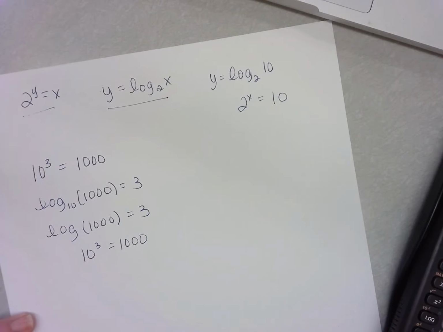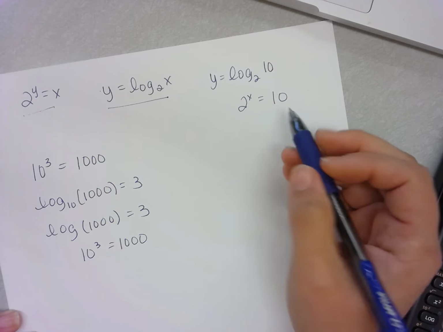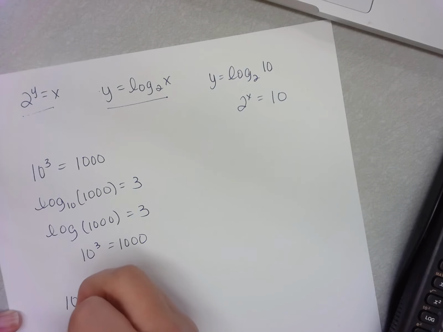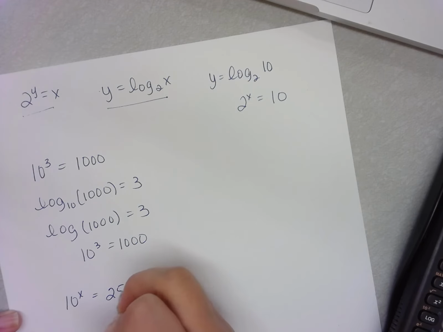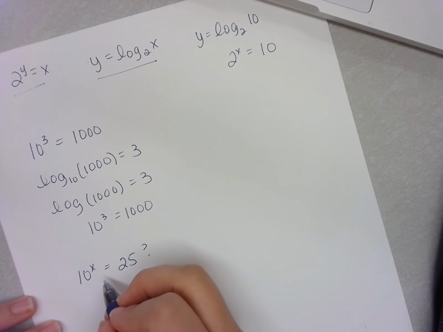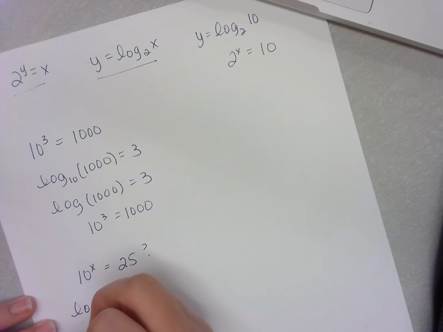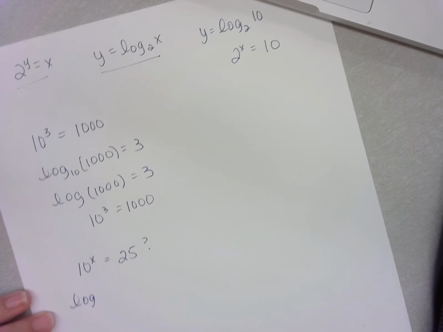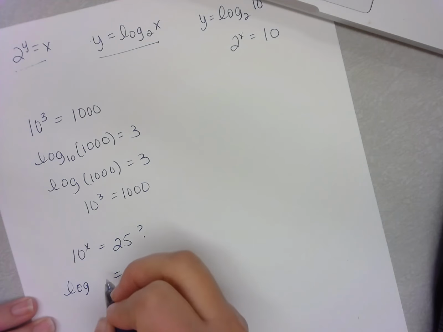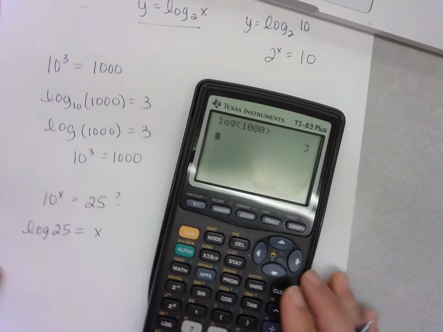So maybe I want to know where this was. I don't want to use 10, but let's use a different number. What if I have 10 to the x equals, I don't know, 25? What am I going to do with that? The way that I do that is to actually put that in log form. So this would be log base 10, which I won't write, and then is equal to x. So my 25 goes in here. So this is actually just a number that I can put in my calculator.